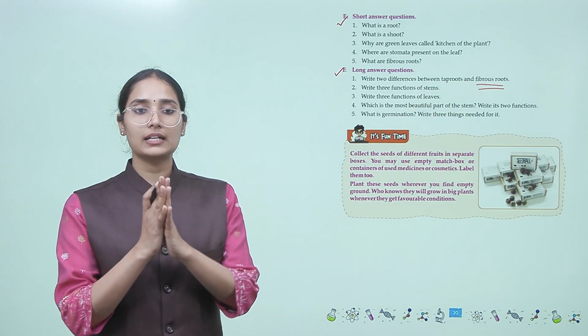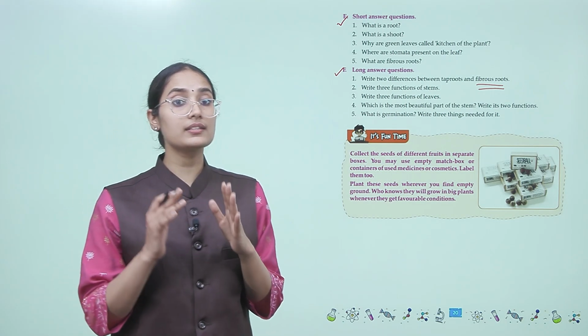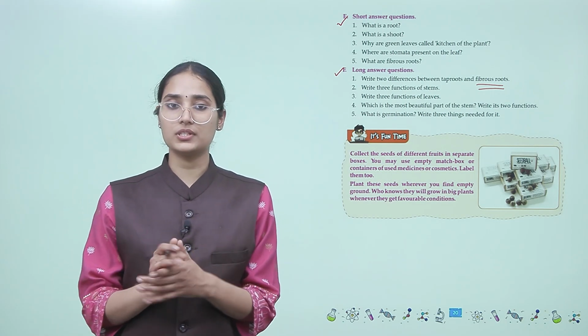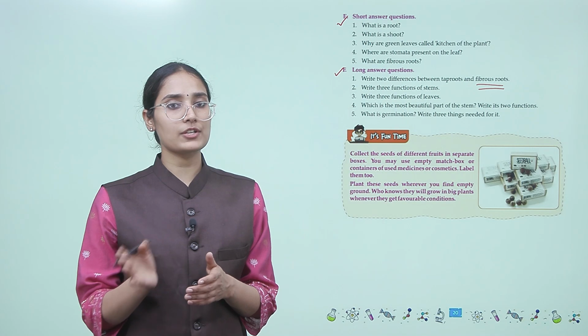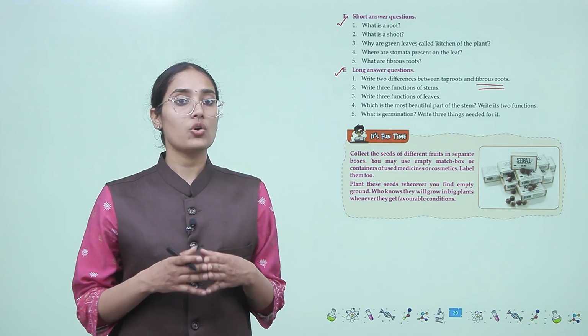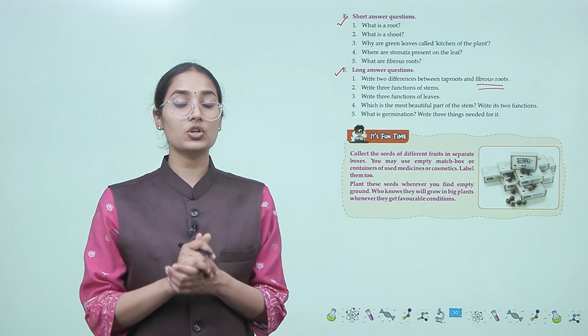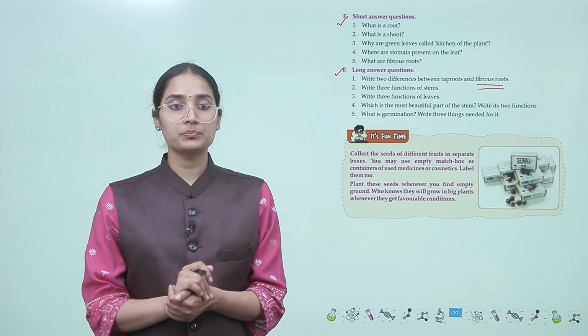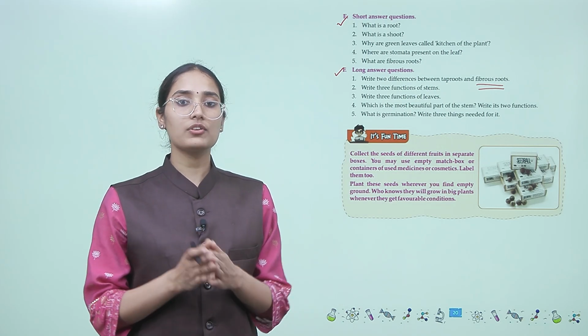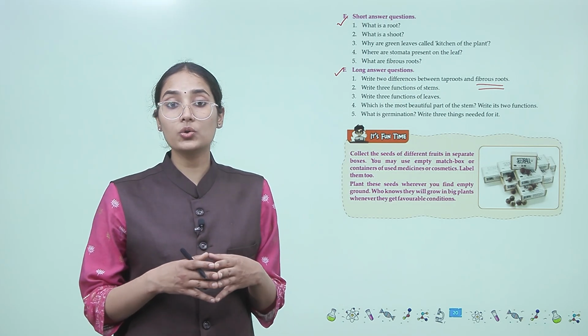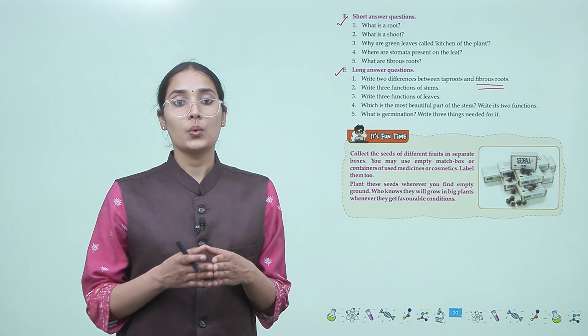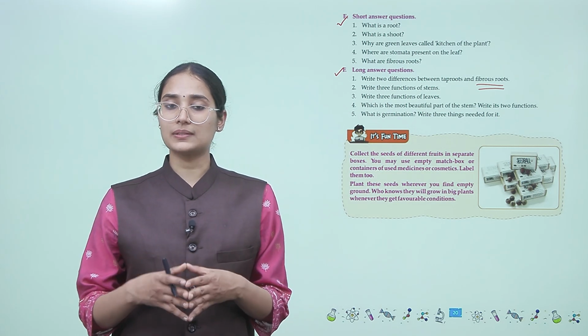Now, let's do an activity here. Collect the seeds of different fruits in separate boxes. You may use empty matchboxes or containers of used medicines or cosmetics. Label them too. Plant these seeds wherever you find empty ground. Who knows, they may grow into big plants whenever they get favorable conditions.